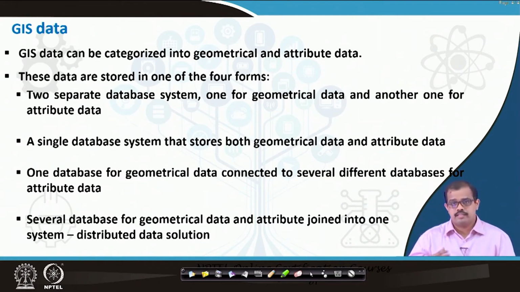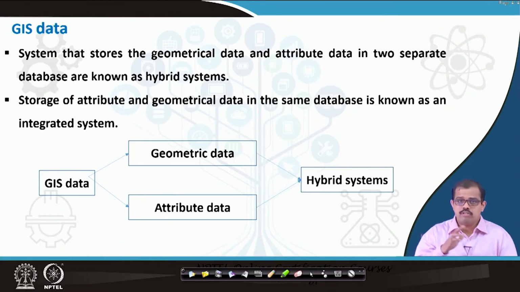Or the best thing is to convert it to a KMZ file. Once you have converted to a KMZ file, you can send it. Though it's more of a lossy format, you can always save in a KMZ file. It's more of a zipped file and it can be sent. So, several databases in a vector data. I am speaking about vector data basically. Several databases for geometrical data and attribute data joined into one system. These are distributed data solutions, which I have already spoken about in the previous session. So that is also another way of looking at it.